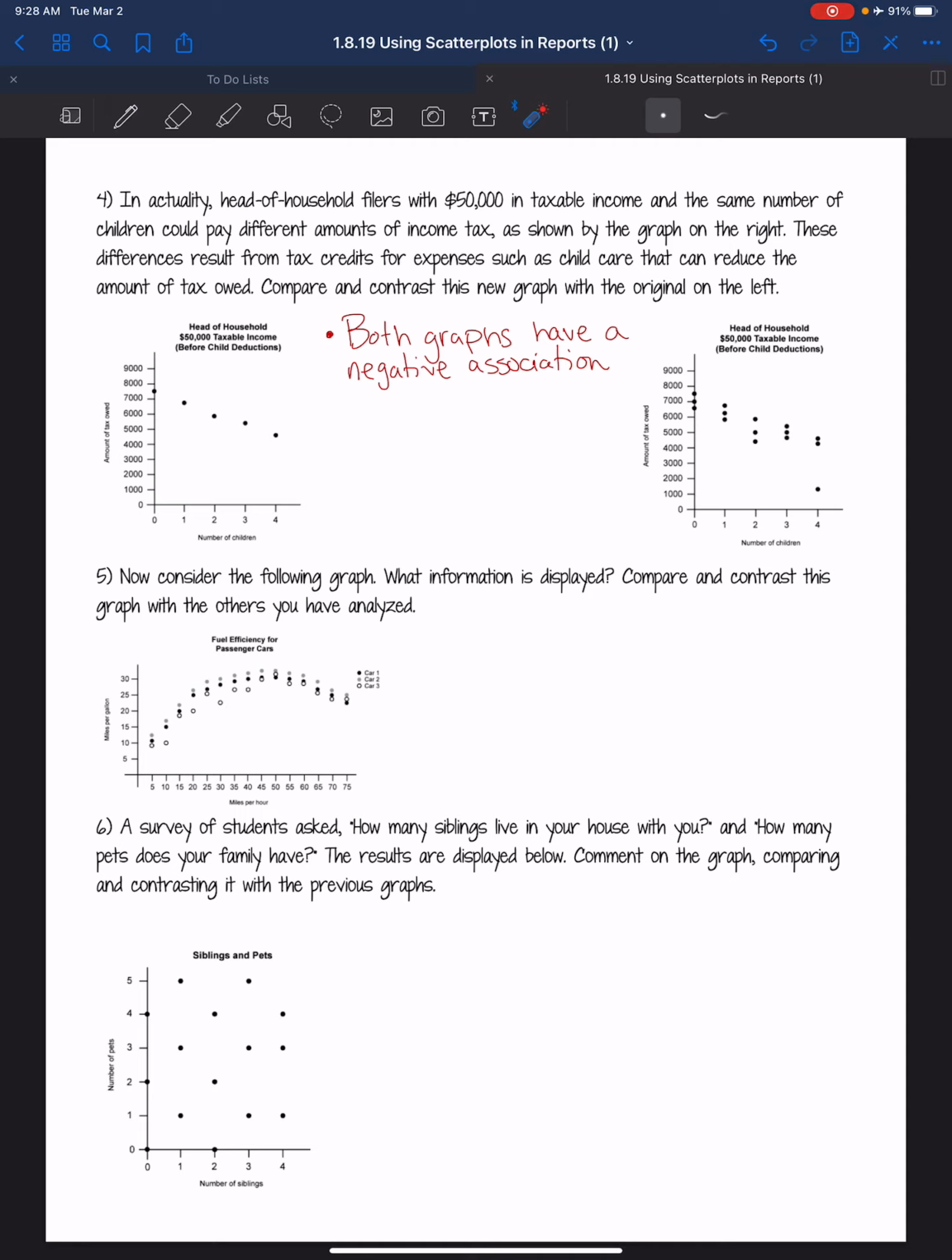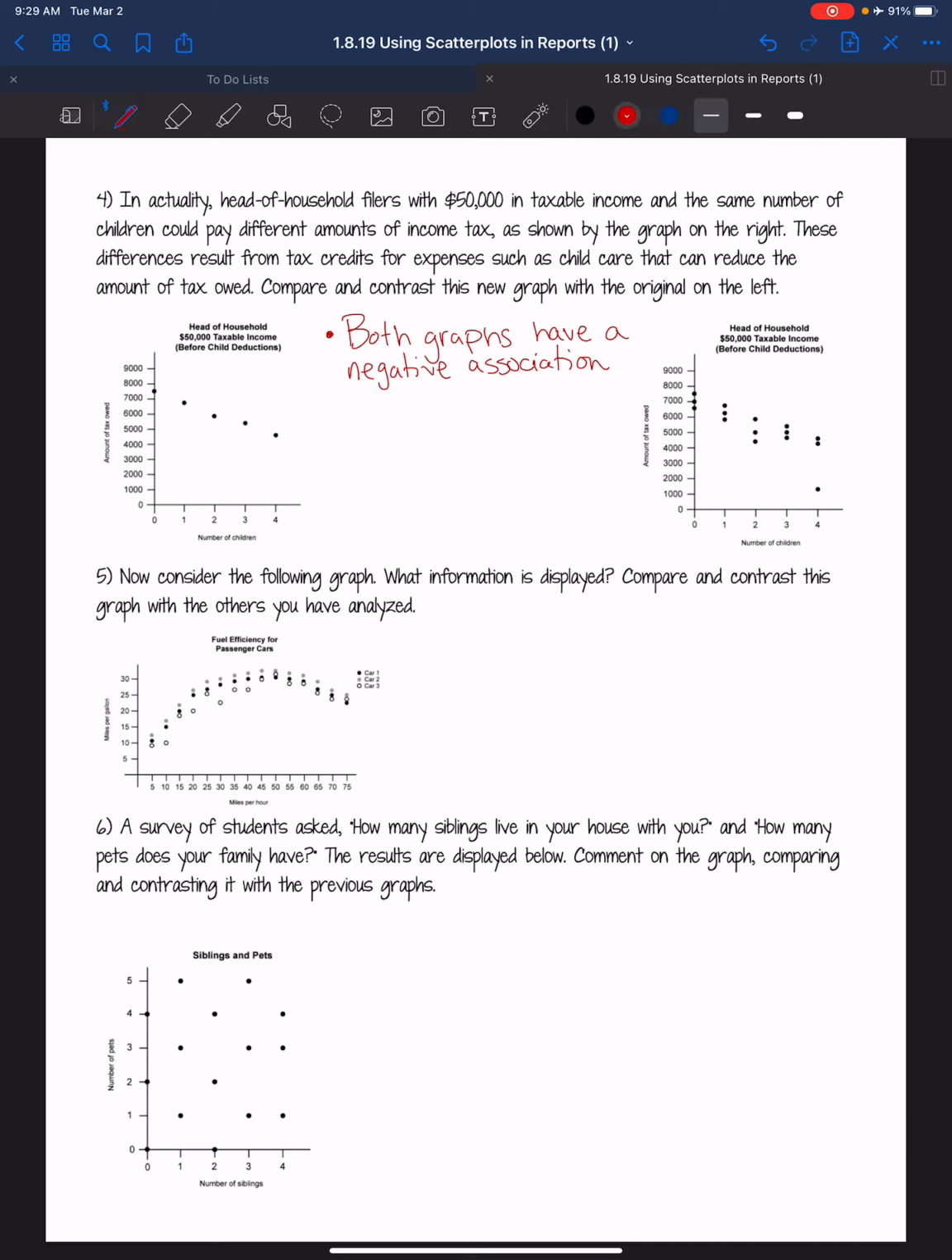Something else I noticed is that with the new graph, there's more data that's more spread out. So we've got more dots, so that means more data, and these are kind of more spread out than the original. These are more in a line with each other. These are kind of going up and down. They're a little bit more spread out.